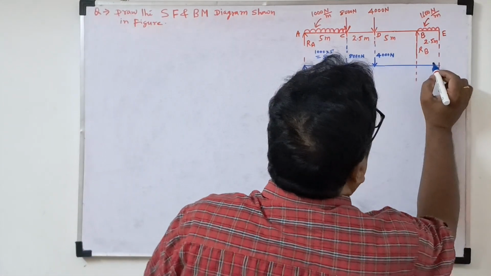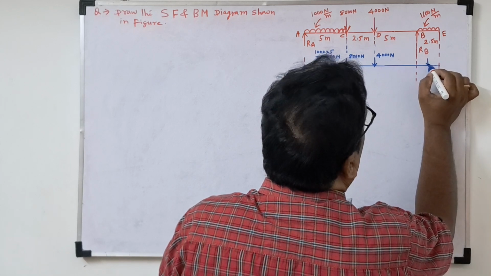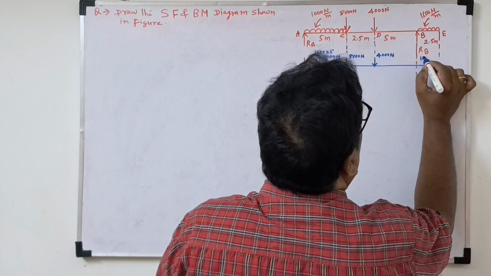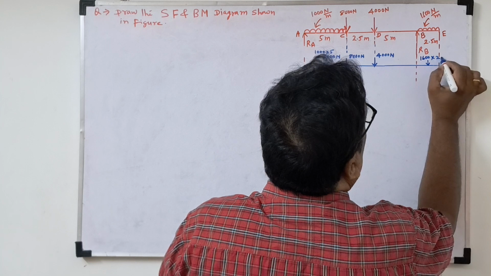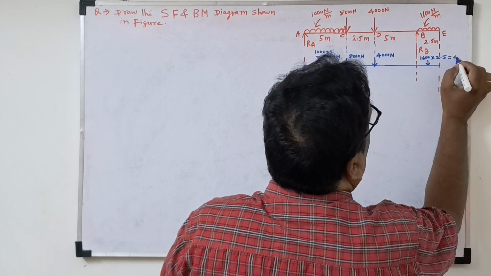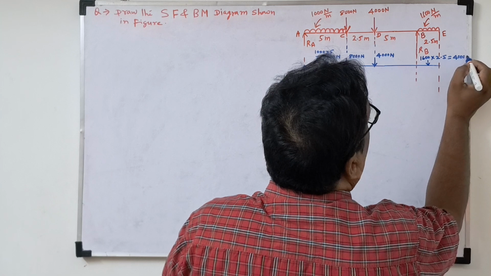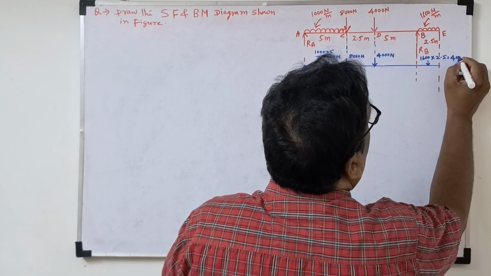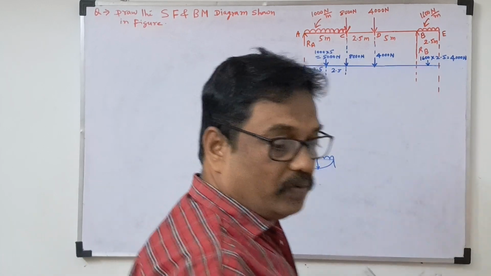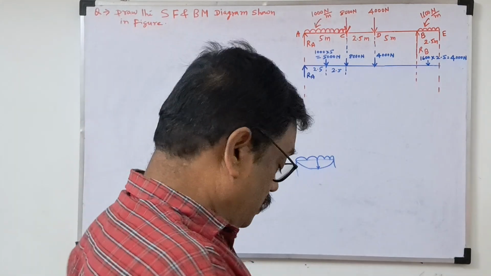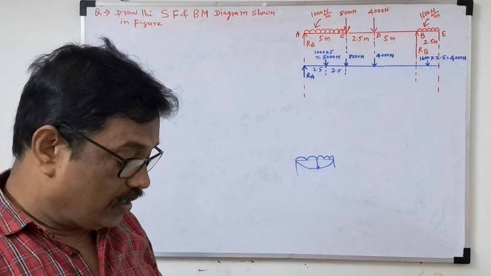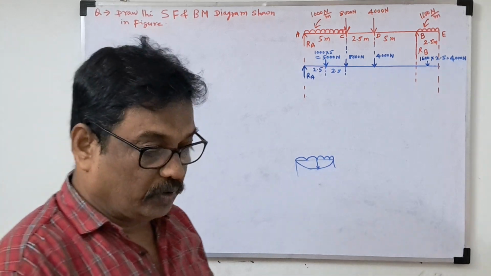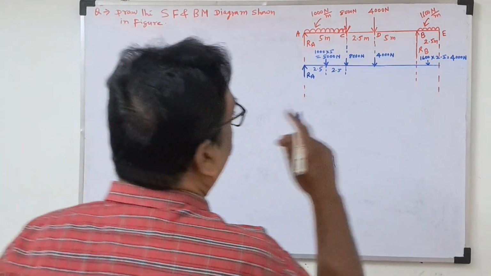Now another UDL is there, so here also we will draw the load. This will be 1600 into 2.5. It will come 4000 Newton. Let's check it once: 1600 into 2.5 is coming 4000 Newtons, correct. So 4000 Newtons is the converted load in the load diagram.